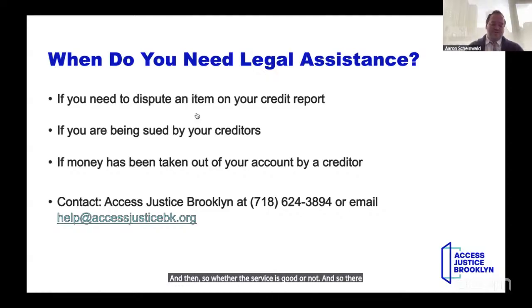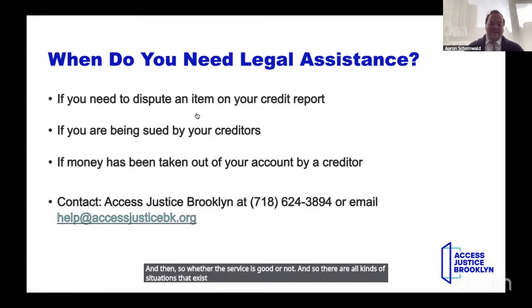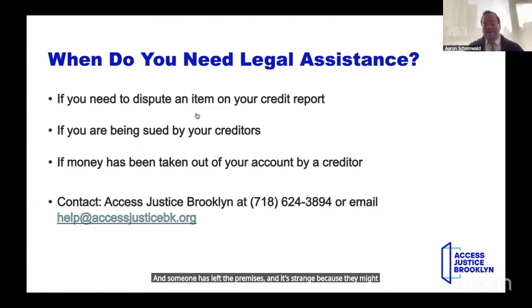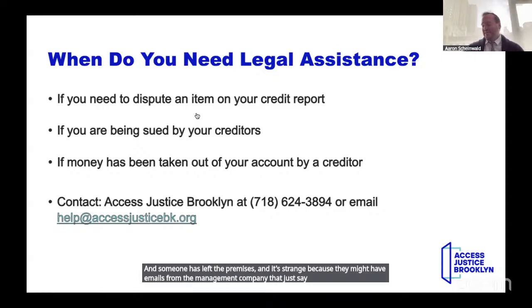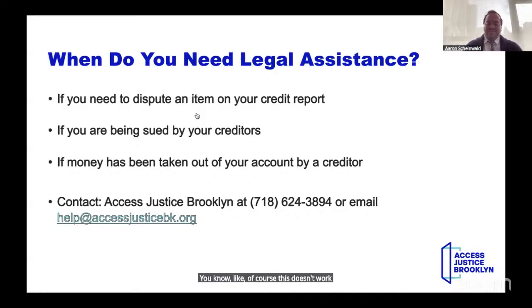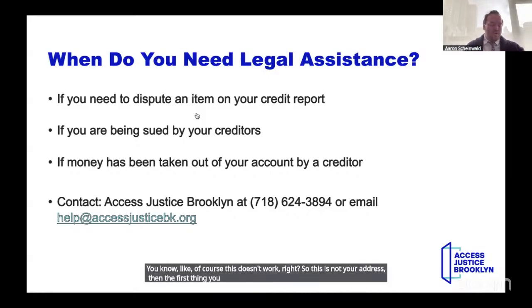And so there are all kinds of situations that exist where you can figure that out, right? If that's not your address, and you have proof that you moved, then that's a great example, right? So all the time we will see rent arrears cases and someone has left the premises, and it's strange because they might have emails from the management company that just say, okay, when they said, I'm leaving the premises effective October 13th, 2023, or whatever it is, and they'll get an okay, and then a case will be started, and what's the address of service? It's the old premises. You're like, of course, this doesn't work, right? So if this is not your address, then the first thing you say is, well, you tried to serve someone at my place, or you did nail and mail to my address.